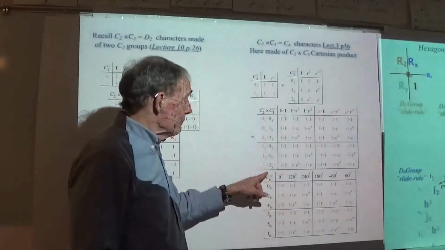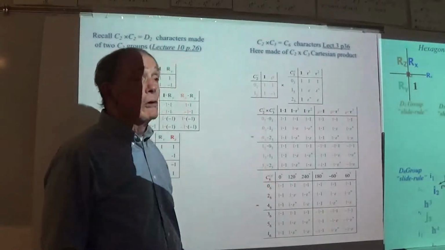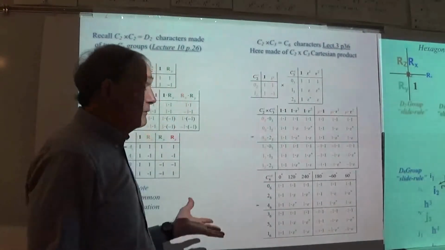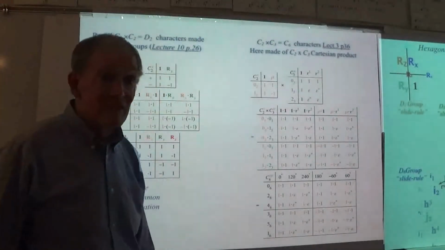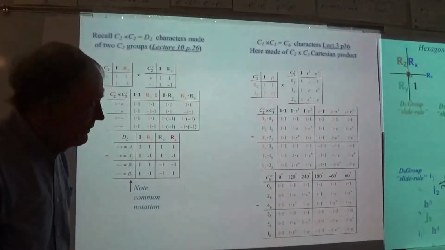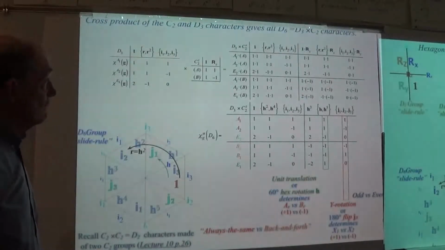Because those are both subgroups, and this is a subgroup of D6. It's half of D6. D6 has 12 elements, and this is half of them. So that's something I wanted to make very clear.